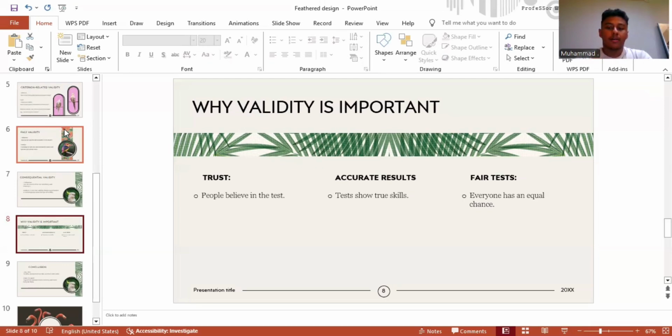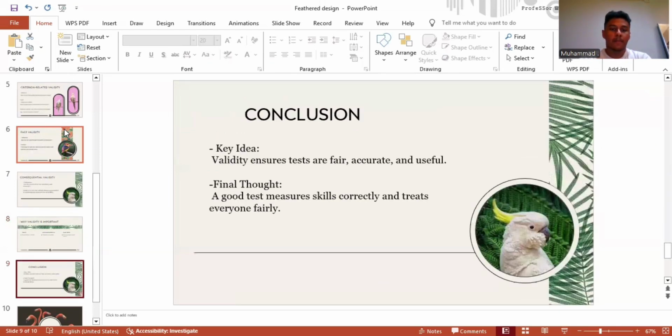Summary. Content validity: does the test cover the right skills? Construct validity: does it measure what it claims to measure? Criterion-related validity: does it match other measures or predict success? Face validity: does it look fair to test takers? Then the last one is consequential validity: are the results used fairly?